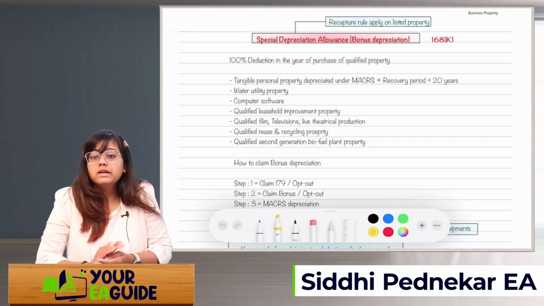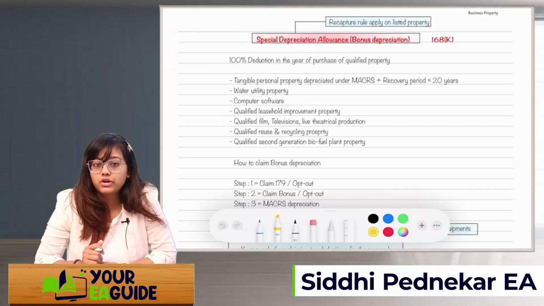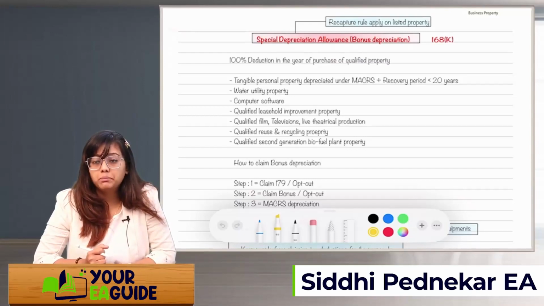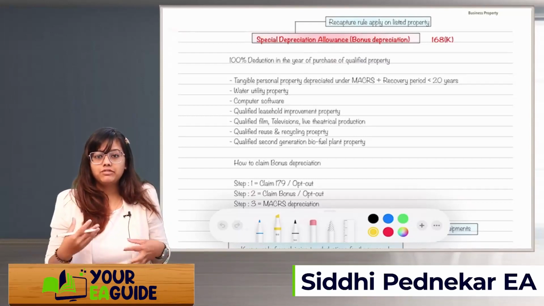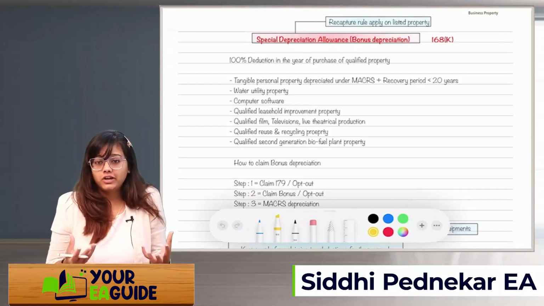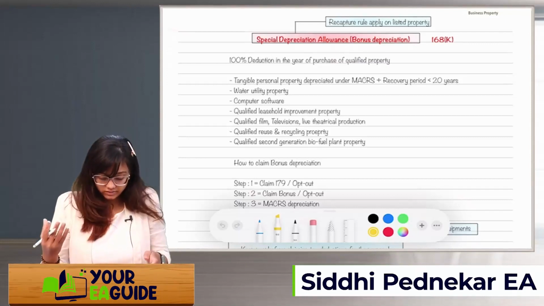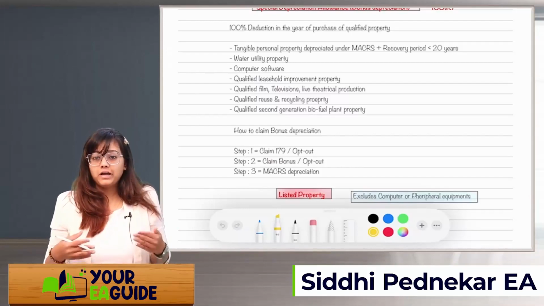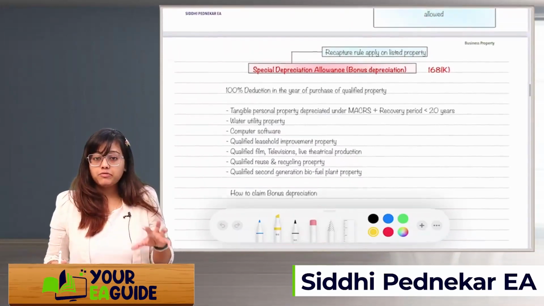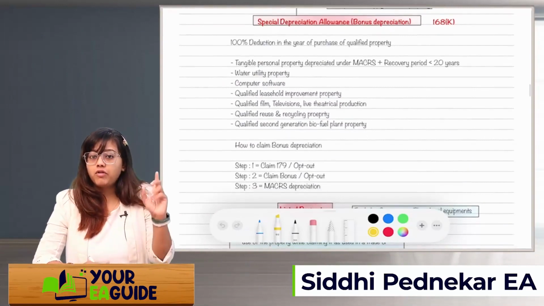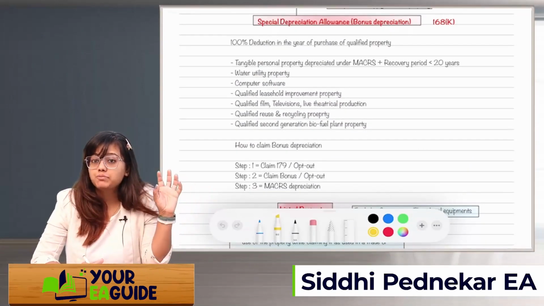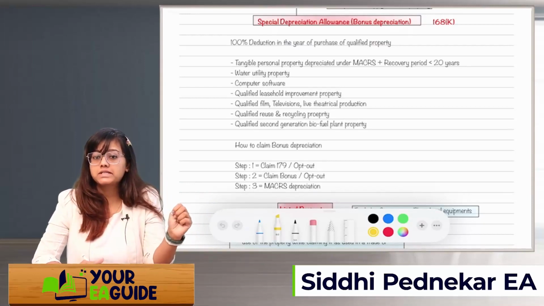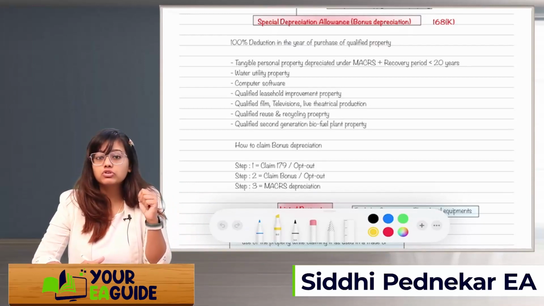All right. Next is water utility property. Next, computer software is there, qualified leasehold improvement property is there, qualified film, television, live theatrical production is there, qualified reuse and recycling property is there, qualified second generation biofuel plant property is there. Okay, so if you have purchased this type of property, then it will fall under 168K, that is a special depreciation. You can take the whole 100% as a bonus depreciation for those assets.